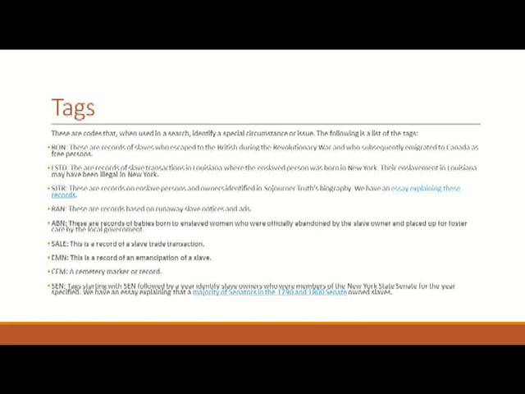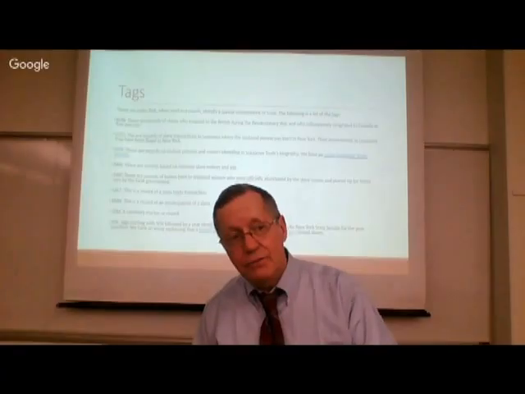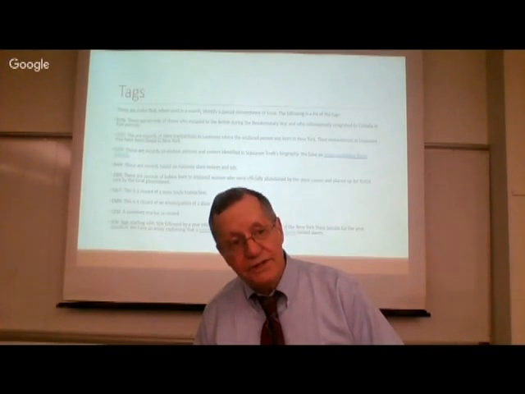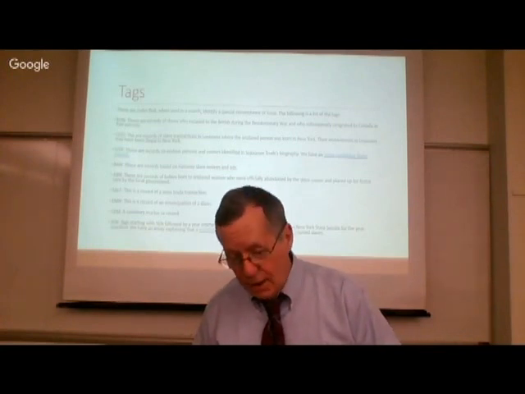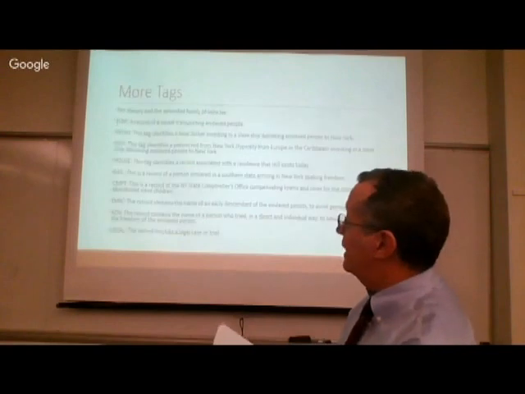SEN is the code for the senators. So you can see, like SEN 1800 means that this is a senator who was a slaveholder in the Senate. More tags on the next page.